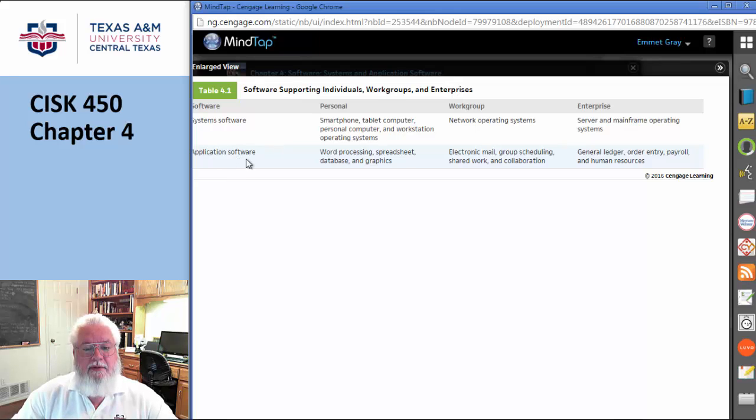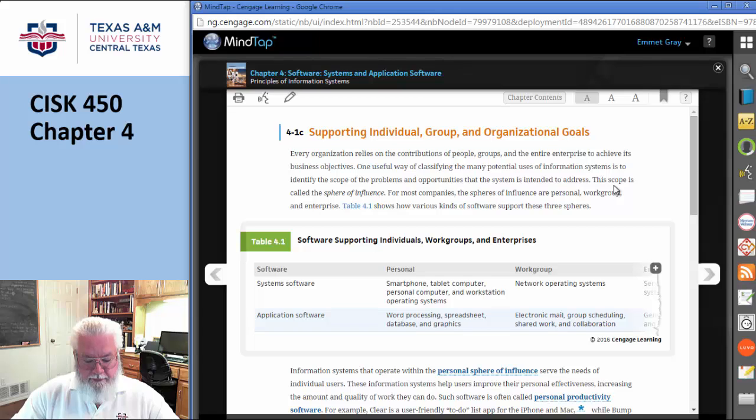In the application part, word processing, spreadsheets, you know what I'm talking about. Work group would be email and collaboration and scheduling, those kinds of things, SharePoint services, that kind of stuff. And over here, general ledgers and data entry and payroll, those kinds of things. Okay, so those are the spheres of influence.